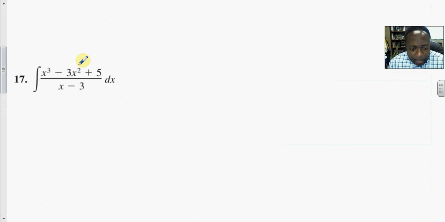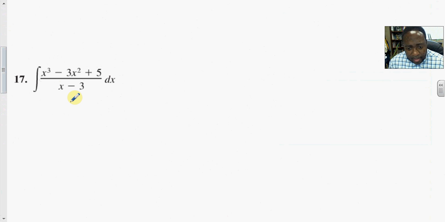Well, okay. Anyway, this is x to the third. The power here is 3. The power in our denominator is 1. So what do we do? Well, here's what you do. Anytime you have an integration of an improper fraction, you always divide it.